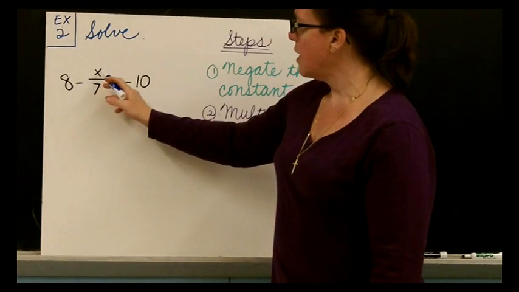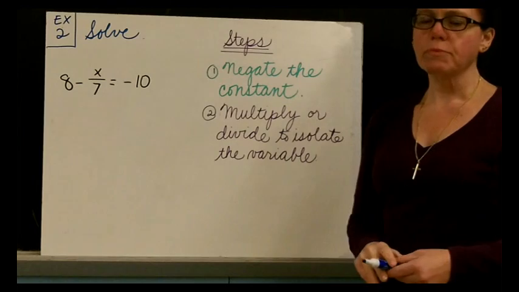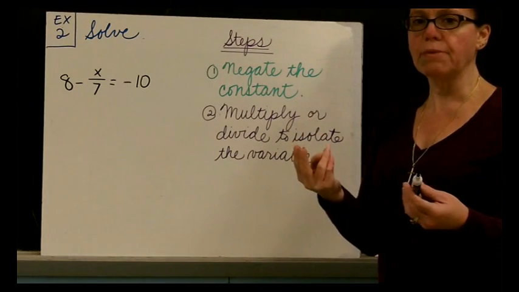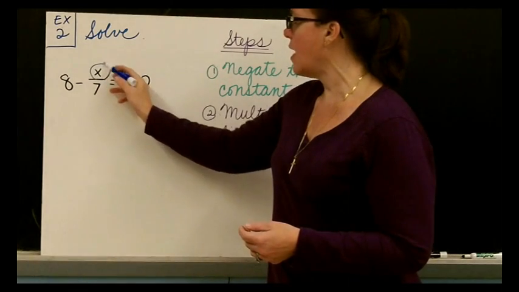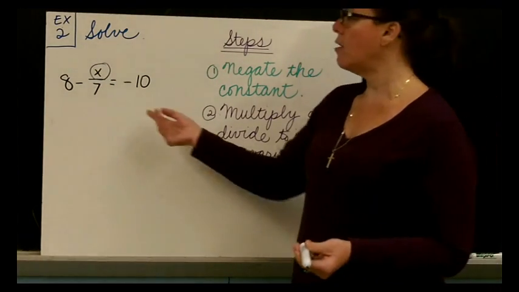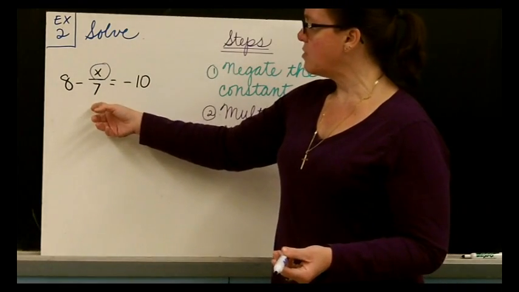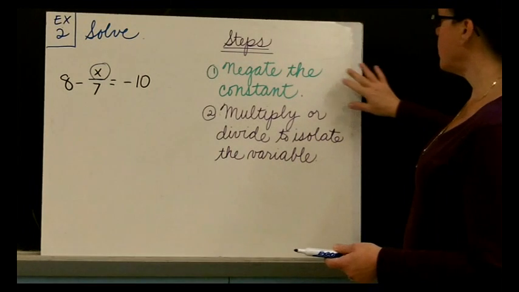8 minus x divided by 7 equals negative 10. Remember, there are 2 things happening to the x. We want to isolate the x, get it by itself. But it's being kept company right now. It's being divided by a negative 7, and there's a positive 8 sitting there. Let's take a look at our steps.